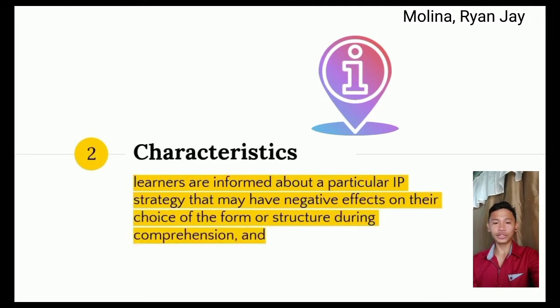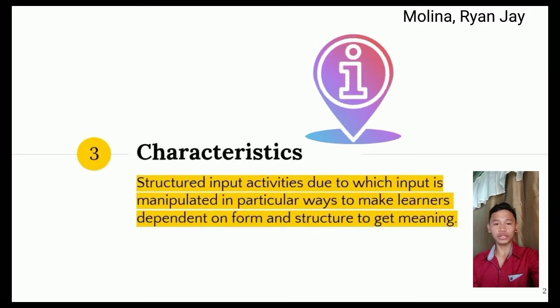Second, learners are informed about a particular IP strategy that may have negative effects on their choice of the form or structure during comprehension. And third, structured input activities in which input is manipulated in particular ways to make learners dependent on form and structure to get meaning. According to VanPatten 2002, learners are pulled away from their natural processing tendencies toward more optimal tendencies.